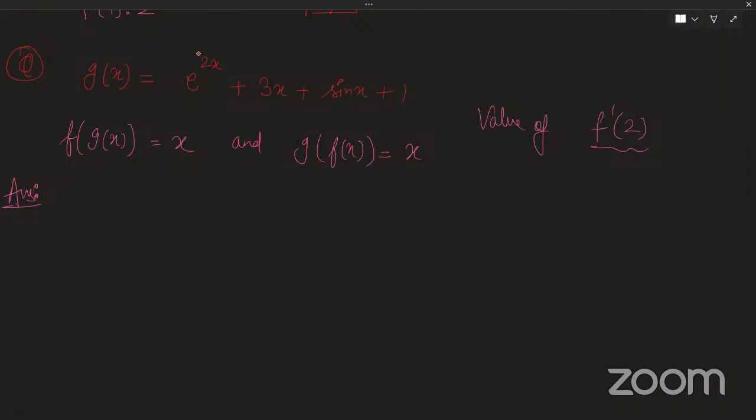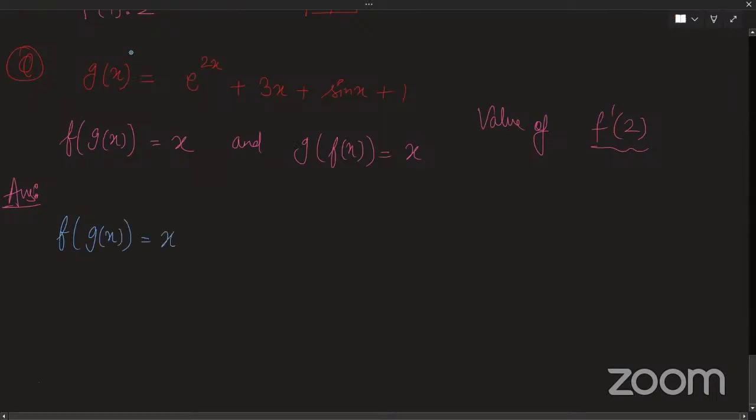So first of all, it is asking you f dash of 2. How would you do it? How will you relate f and g with each other? Let us see if we can give it a try. It is really simple. You have got f of g of x is equal to x, right? So which function is inserted inside which function? g of x is inside f of x.